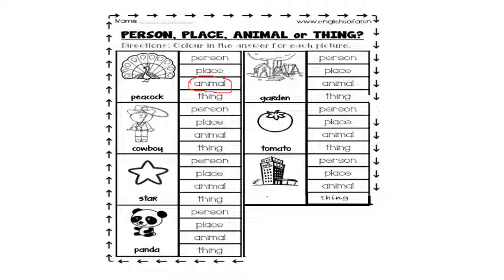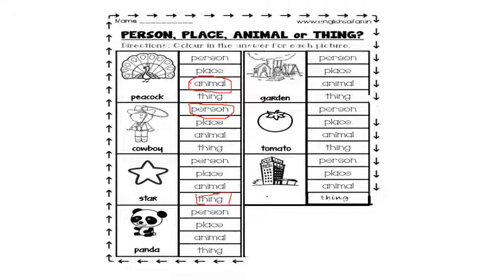Peacock is an animal. Okay, now what is this? Cowboy. It's a boy. What is boy? Is it a person? Is it a place? Is it an animal? Yes, boy is a person. So we'll color this box. Now star. What is star? Is it a person? Is it a place? Is it an animal or is it a thing? Yes, star is a thing. Bravo. Very good, children.